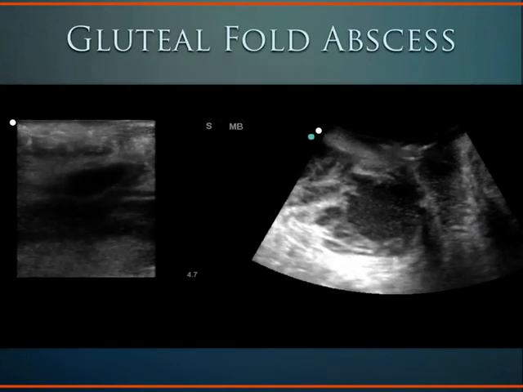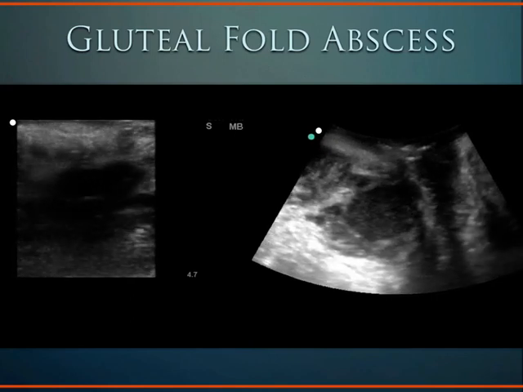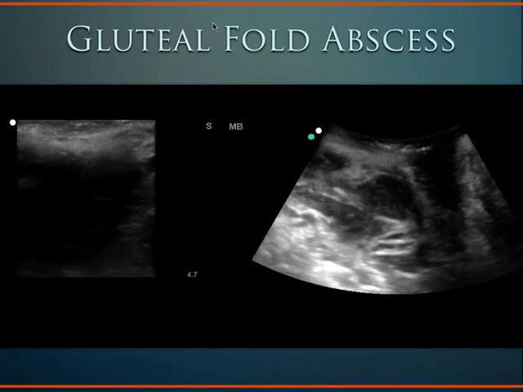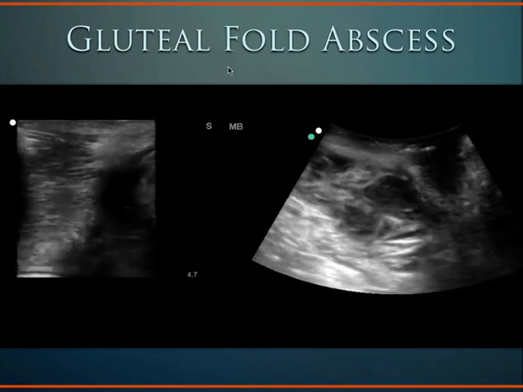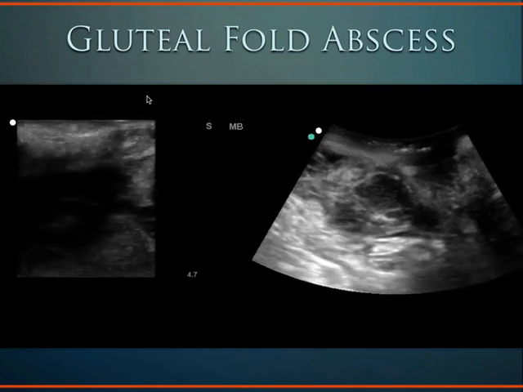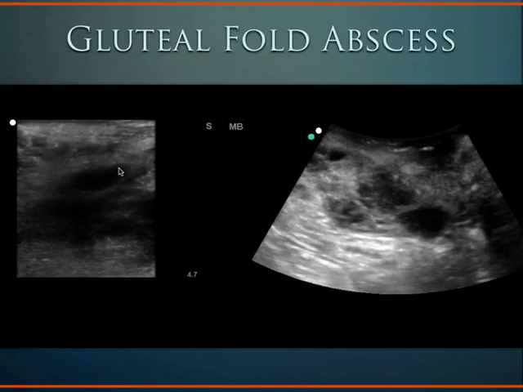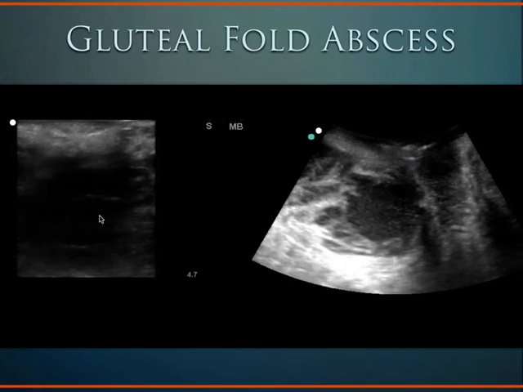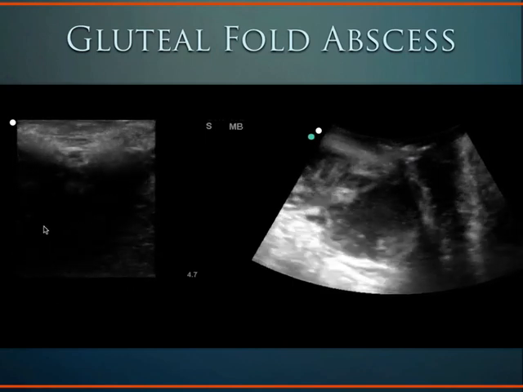This was a very interesting patient I had recently who came in complaining of severe pain in his superior gluteal fold, or at the top of his butt cheeks, basically. We used the linear transducer, and all we saw was kind of nonspecific, anechoic dropout here. We don't see any material here at all.